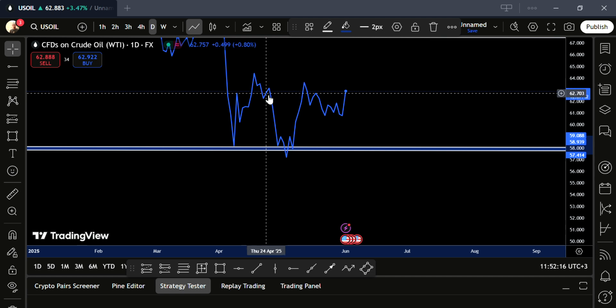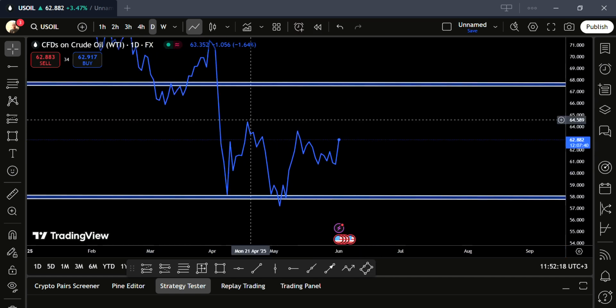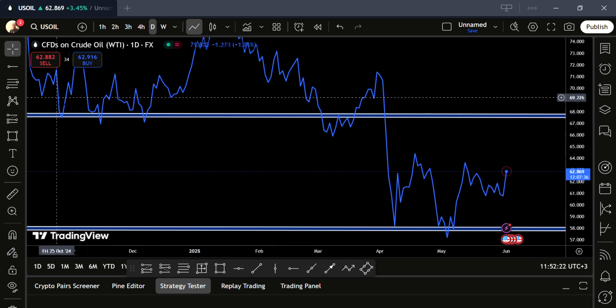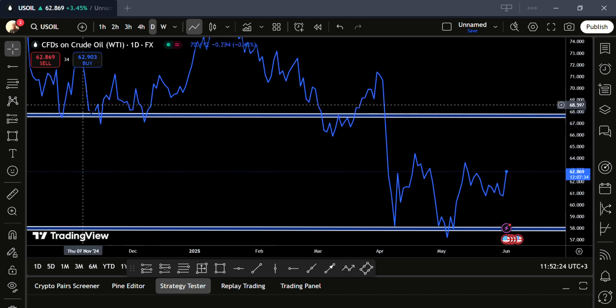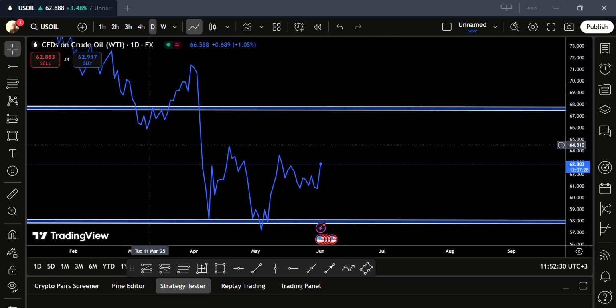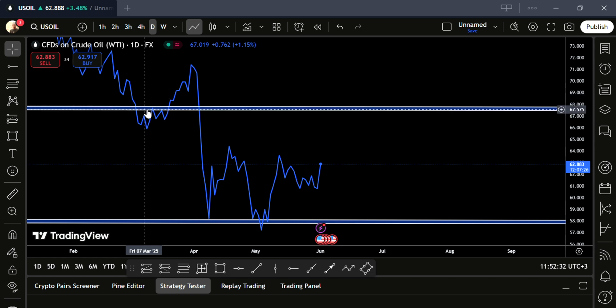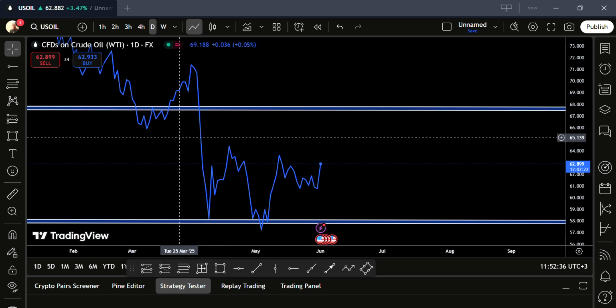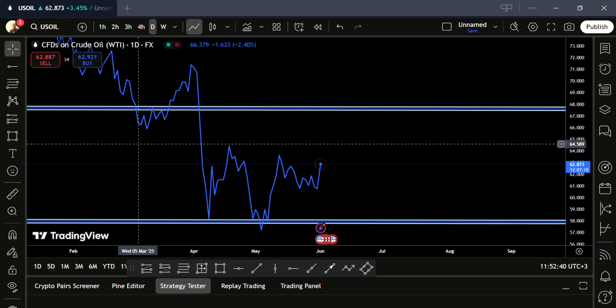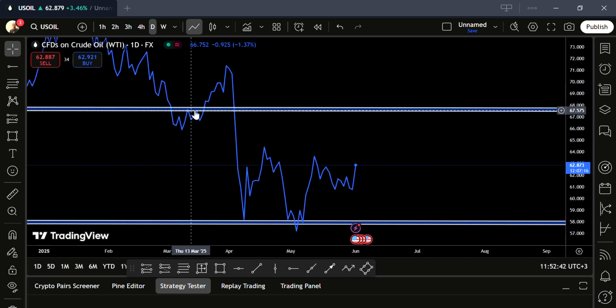Now resistance. You can see I already drew my resistance up here. It was supported here, used as a shoulder here, used as a shoulder here, and also supported here. When we come to this side, it was used as resistance, used as support, and then broke out. And now we expect it to be used as resistance. So we draw it as a zone up here.